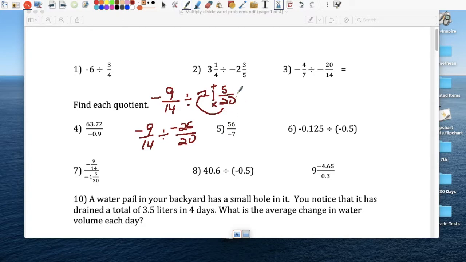Okay, now that I changed this mixed number to an improper fraction, I can change it to a multiplication problem. Negative 9 over 14 times negative 25 over 20. Can I simplify anything? The only thing I can simplify is the 20 and 14, divided by 2. 14 divided by 2 is 7. 20 divided by 2 is 10.